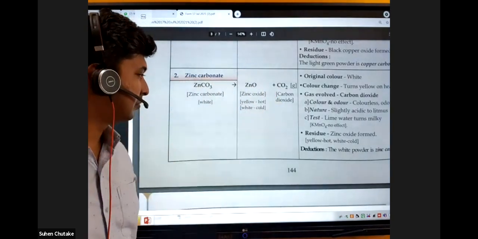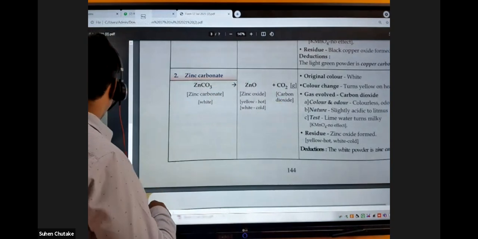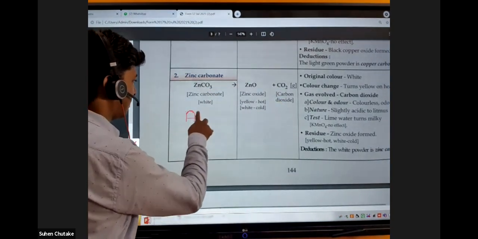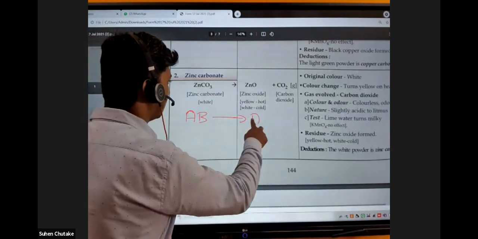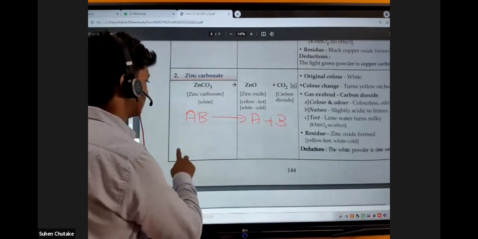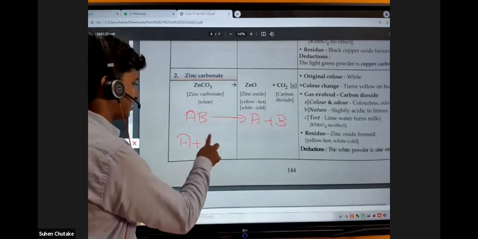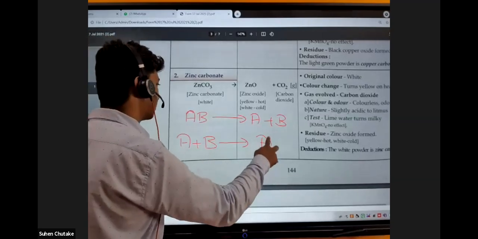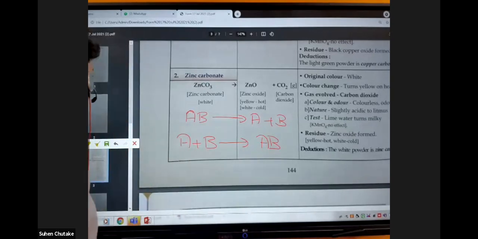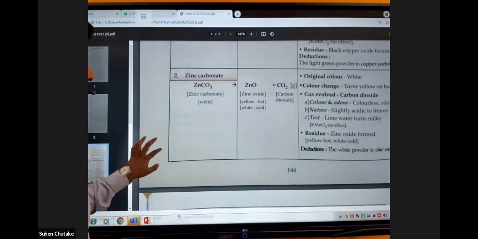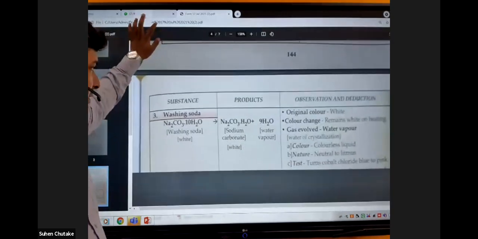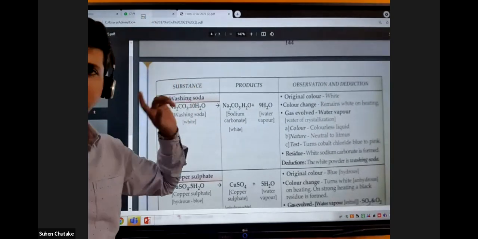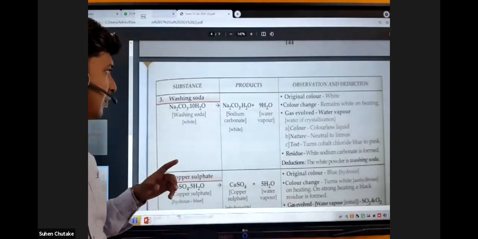This is an example of decomposition reaction. What do you mean by decomposition reaction? Decomposition reaction wherein you are having, say, for example, AB and it splits into A plus B. This is called as decomposition. What is a combination reaction? Combination reaction is exactly opposite of decomposition reaction. A and B combined to form what? AB. So this is the decomposition reaction. What was the color change? Color change was from white to yellow. Yellow when hot, white when cold.